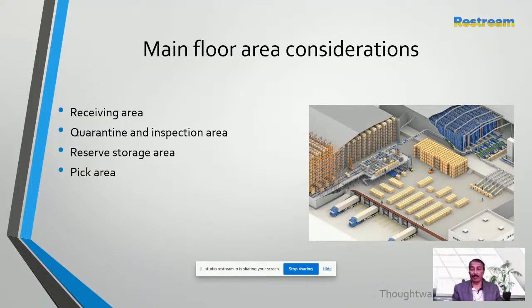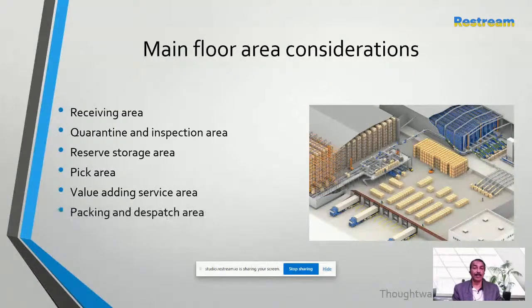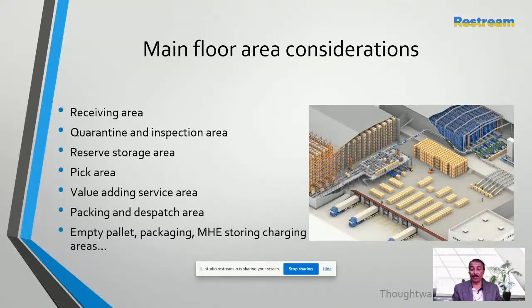Then the pick area, then the value adding service area. Possibly in many of the distribution centers and fulfillment centers, many value adding activities take place, for example kitting or labeling or assortment of merchandise. All this takes place in the value adding position. Then finally, you have the packing and dispatch area. Of course, these are the main primary areas in any warehouse.